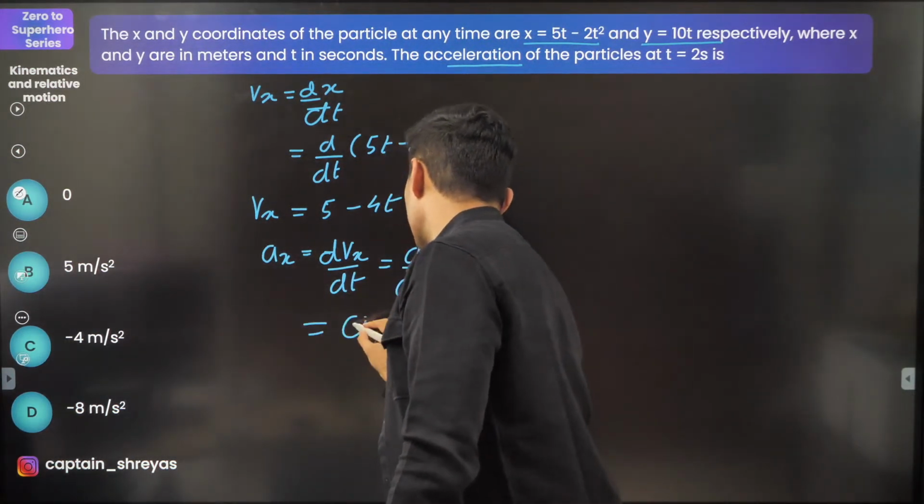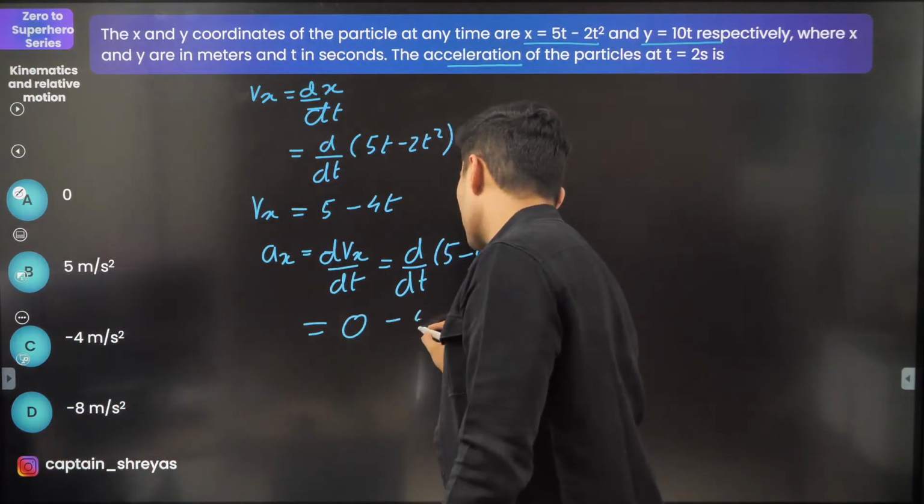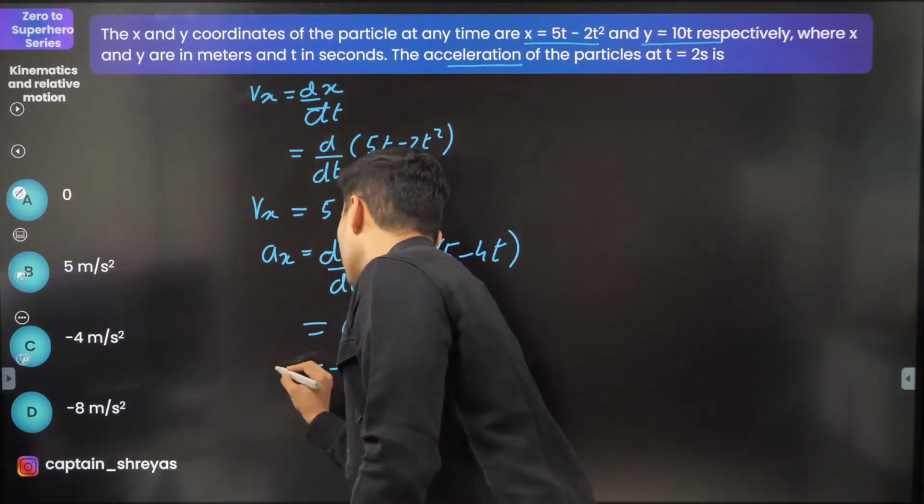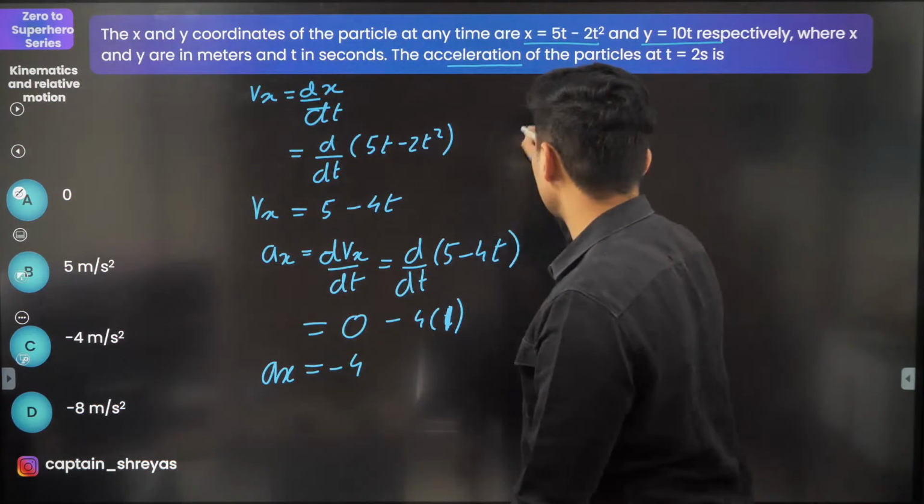Derivative of 5 is constant, so it's 0. So minus 4, the derivative of time is just going to be 1. So it's just going to be -4. That's your acceleration in the x direction.